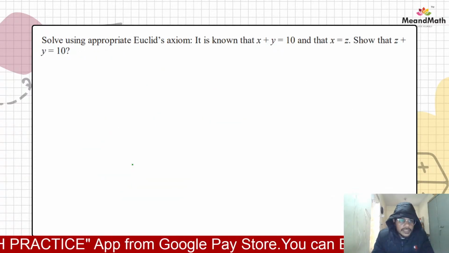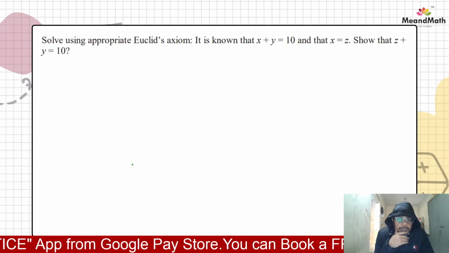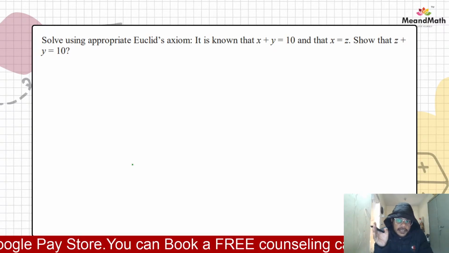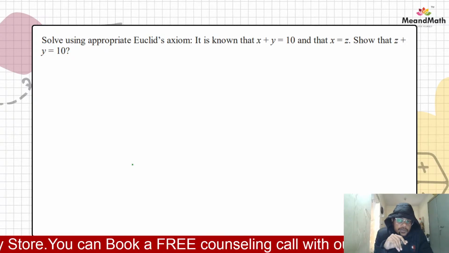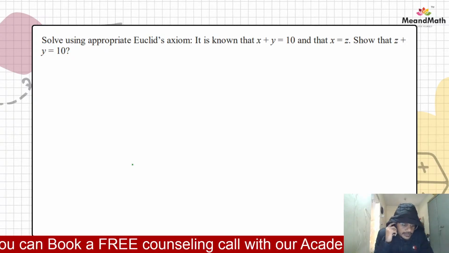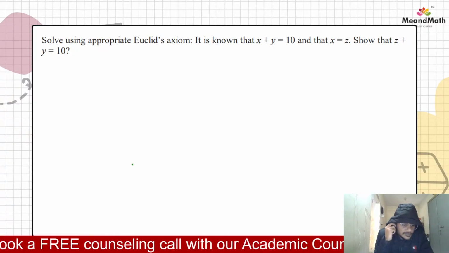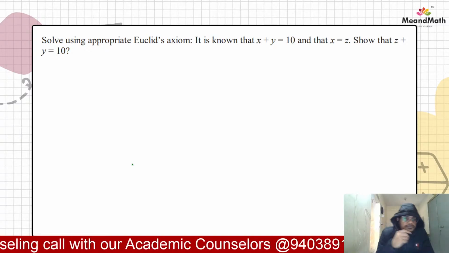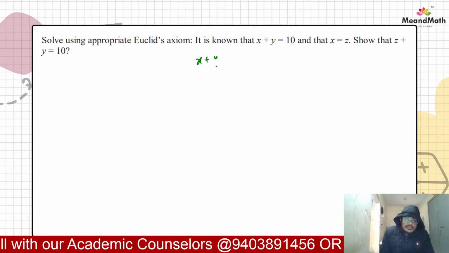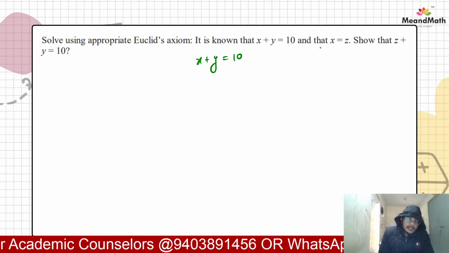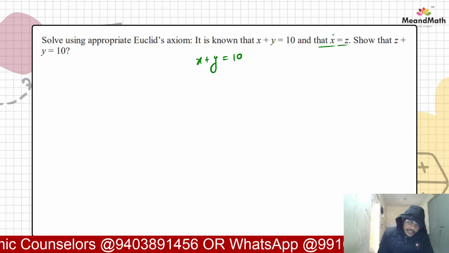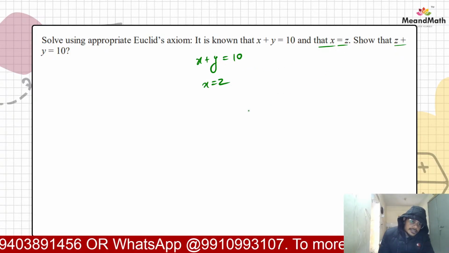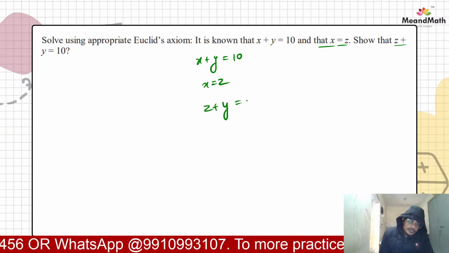Okay, moving on to the next question. Solve using appropriate Euclidean axioms. It is known that x plus y is equal to 10 and x is equal to z. Then you have to show that z plus y is also 10. Again, I am giving you 2 minutes to solve this question. See, x plus y is equal to 10, and x is equal to z, so z plus y is equal to 10.